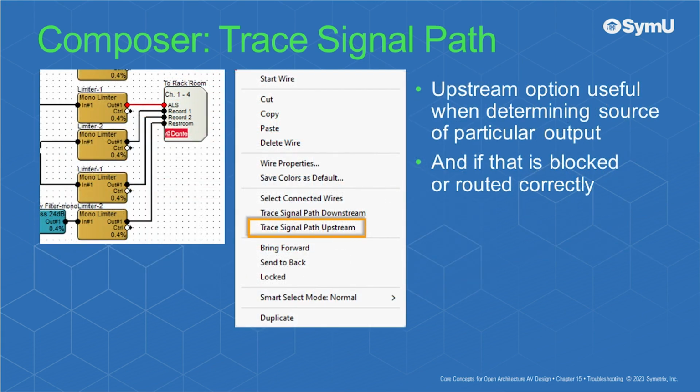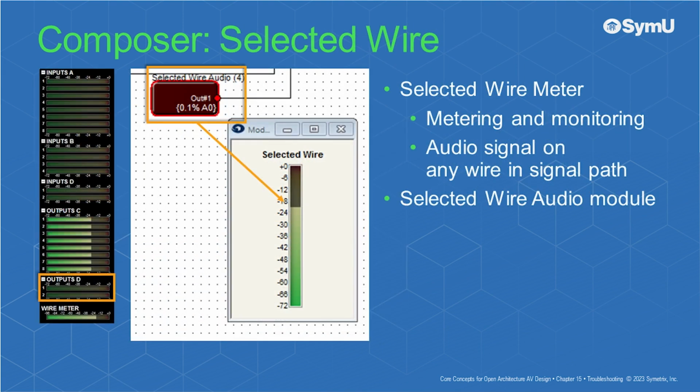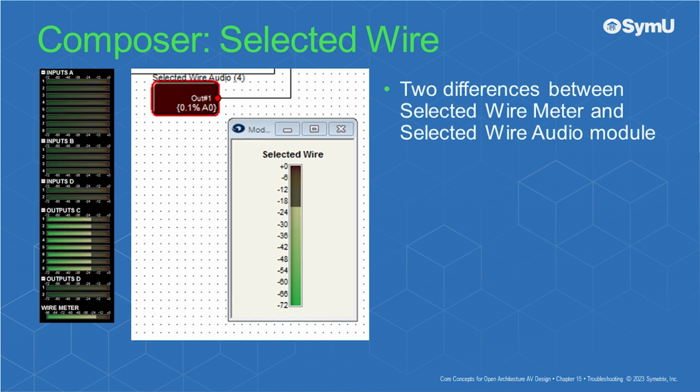Using the upstream option is useful when determining the source of a particular output and if that is either blocked or routed correctly. Other useful troubleshooting features in Composer are the selected wire meter and selected wire audio module. The selected wire meter provides metering and monitoring of the audio signal on any wire in the signal path. There are two main differences between the selected wire meter and selected wire audio module.